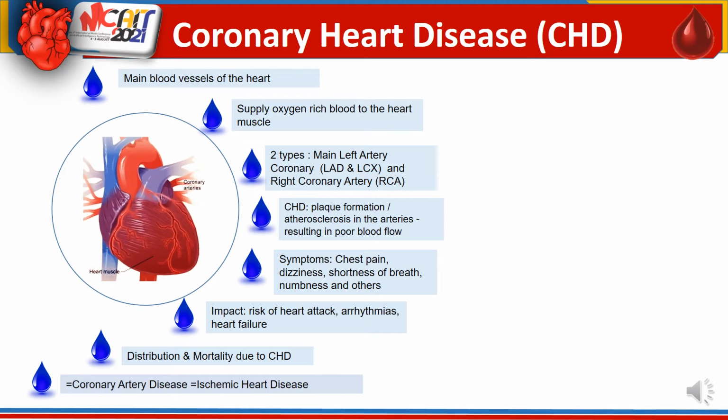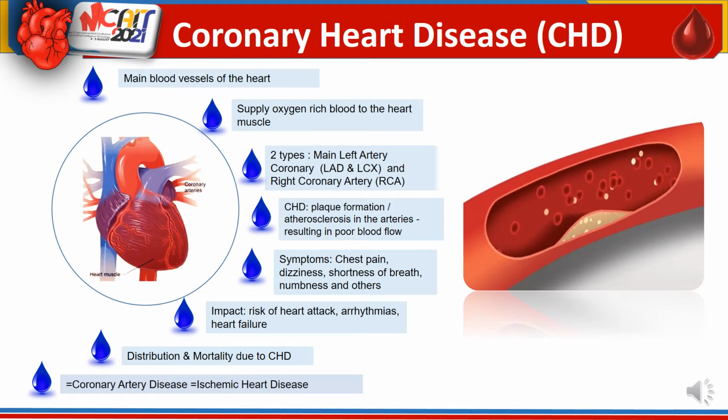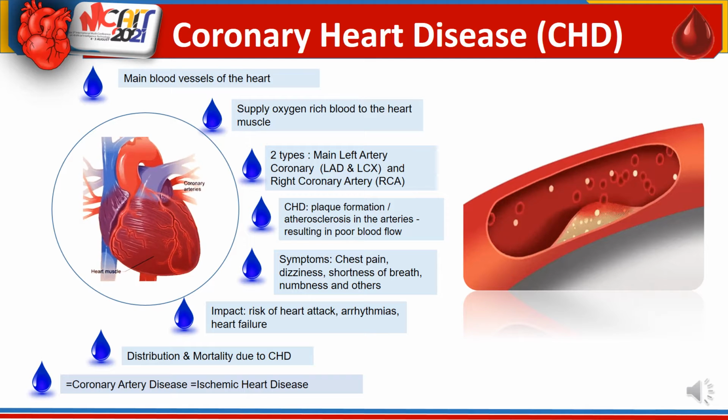Coronary heart disease, or CHD. The coronary artery is a main blood vessel of the heart. Its main function is to supply oxygen-rich blood to the heart muscle. There are two types, the left main coronary artery and the right coronary artery, with at least one lesion or more in one patient to be treated. CHD happens when plaque formation or atherosclerosis in the artery results in poor blood flow.